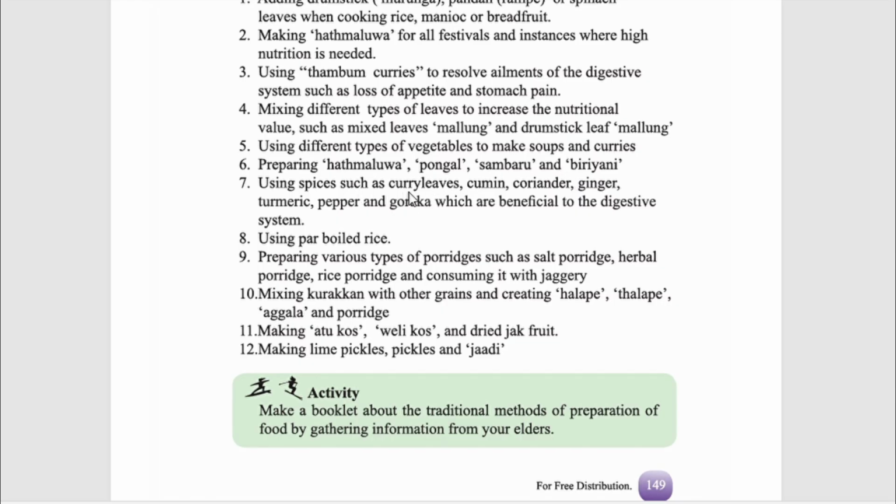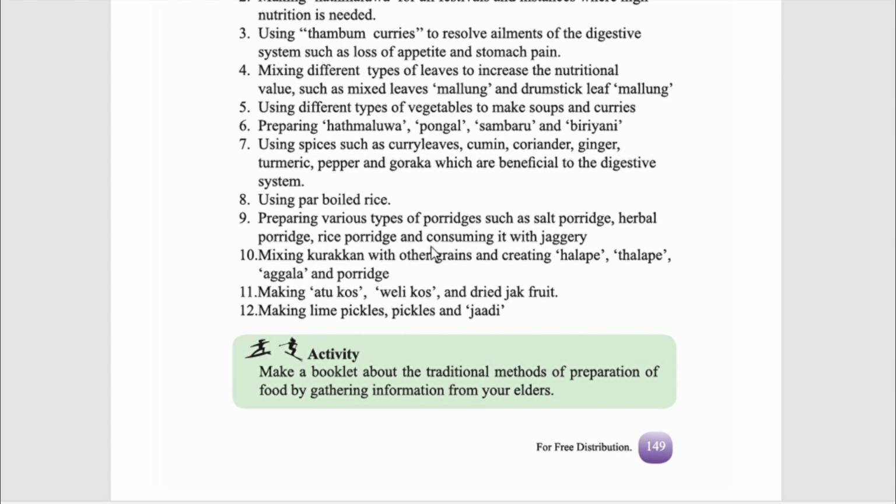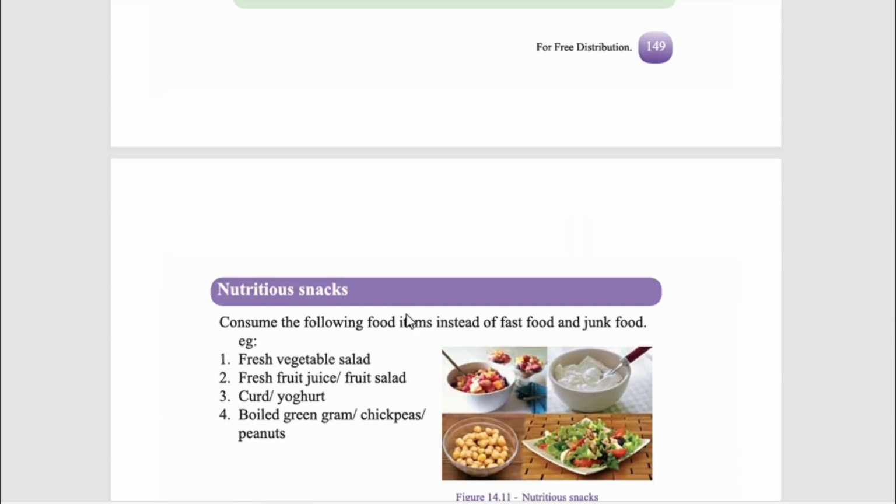Using spices such as curry leaves, cumin, coriander, ginger, turmeric, pepper, goraka. Goraka means gardenia, which is beneficial to the digestive system. Using parboiled rice, and the other one is preparing various types of porridges such as salt porridge, herbal porridge, rice porridge, and consuming it with jaggery. This is a very important part. Nowadays also they are mixing kurakkan with other grains and creating halapa, thalapa, aggala and porridge. It's very energetic food. Making atukos, valikos, and dried jackfruit, making lime pickles and jadi. Those things are very important now.